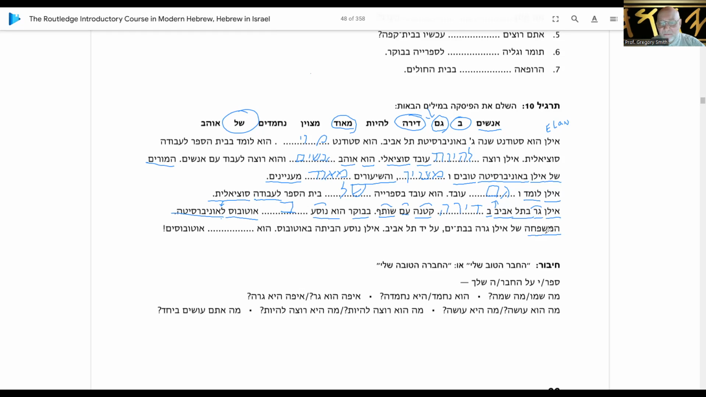Okay, so now we're talking about his family. Hamishpacha shel Elon. So the family, Elon's family essentially, shel means belonging to, Elon, gara, they dwell. This looks like another town. Bet Yam, or Bet Yom. Actually, it's Yam.